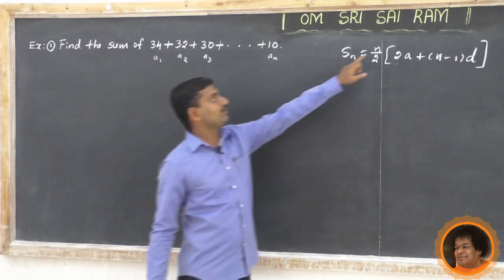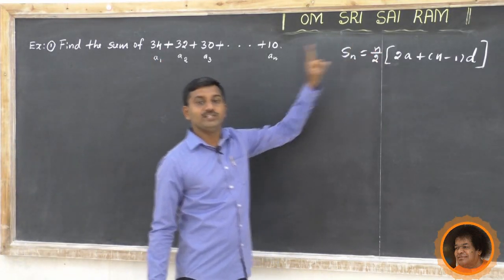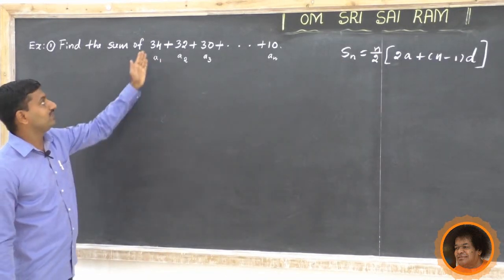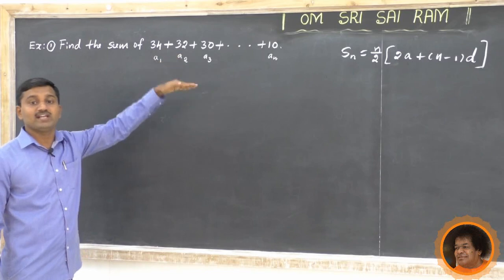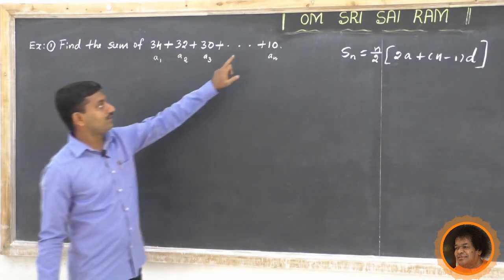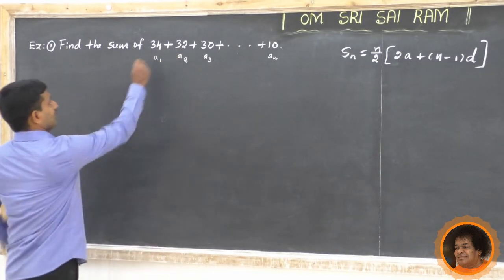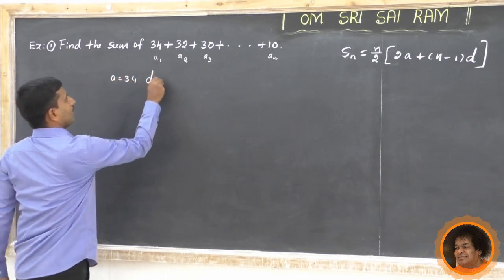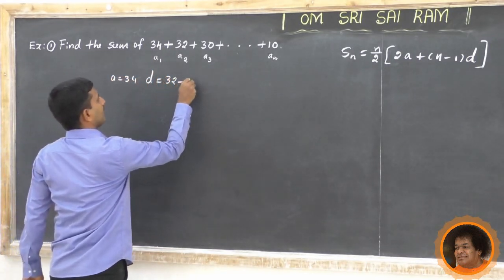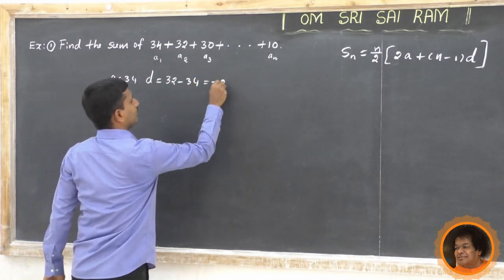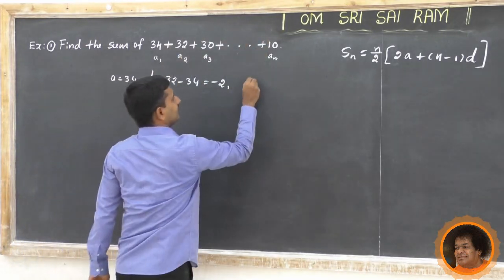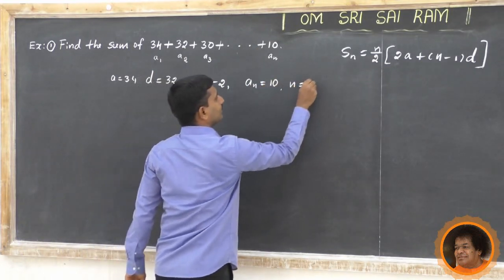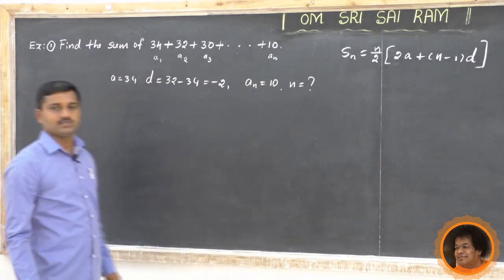What about the number of terms n? We don't know the number of terms. So first we have to find the number of terms in the list of numbers. How to find the number of terms? Number of terms is the n value. So here a is equal to 34 and the common difference d is 32 minus 34, equal to minus 2. So 10, that is an. So an is equal to 10. So we have to find the number of terms, that is n.